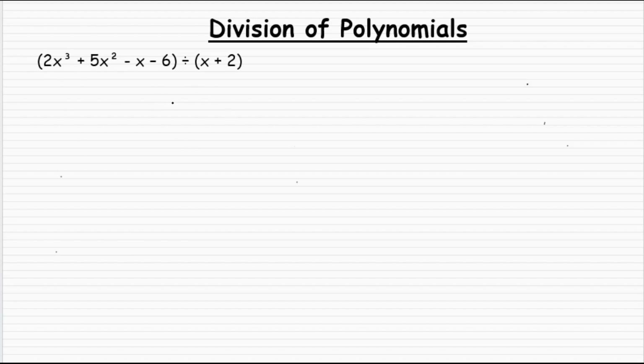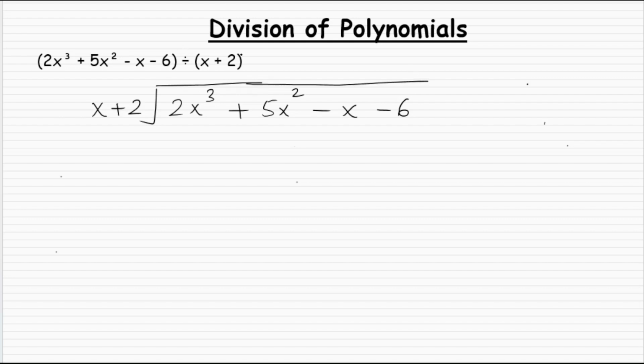So we will write 2x cubed plus 5x square minus x minus 6 divided by x plus 2. So let's make the symbol of division. This x plus 2 is the divisor, and this divisor always comes outside. This is called dividend, and this dividend always comes inside the sign of division.